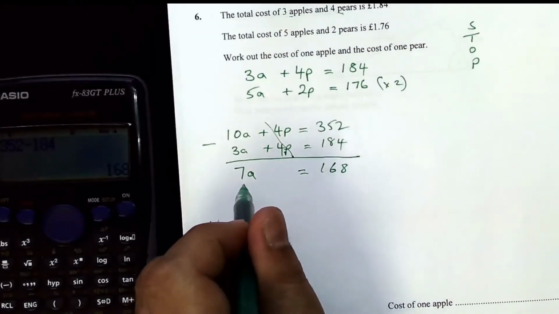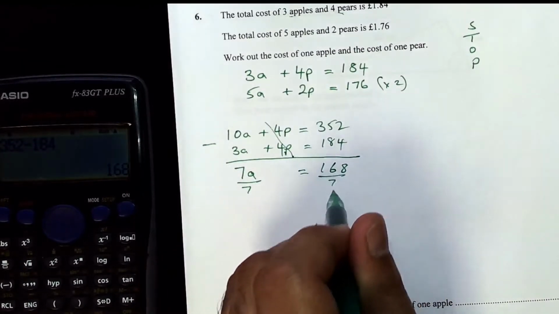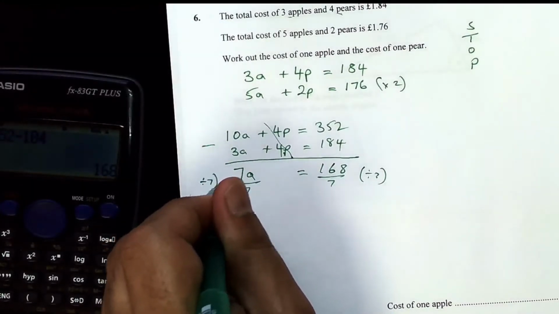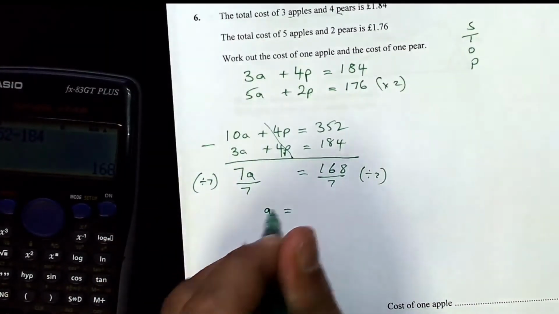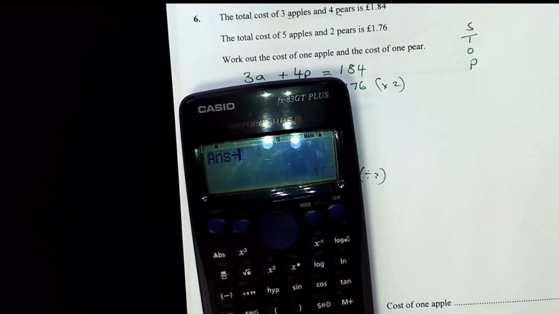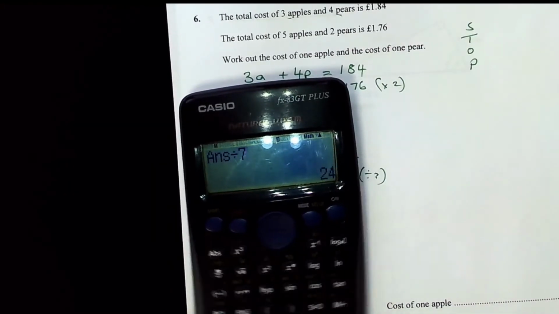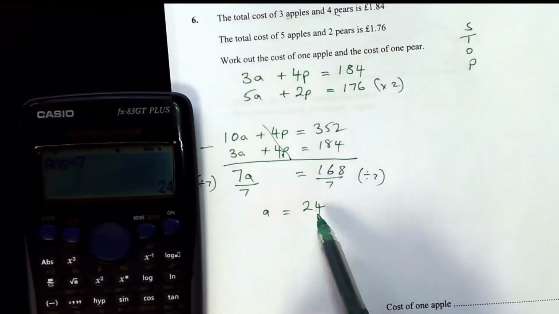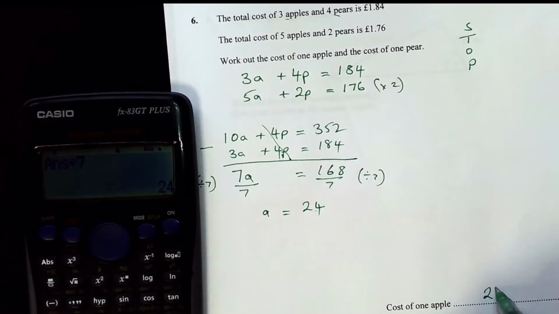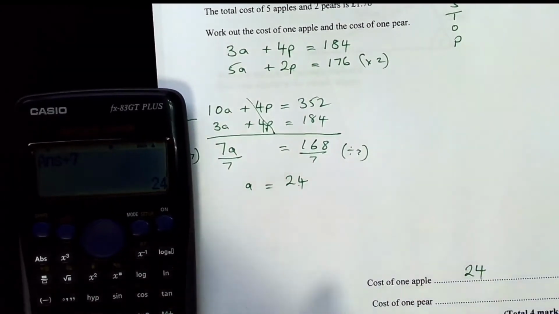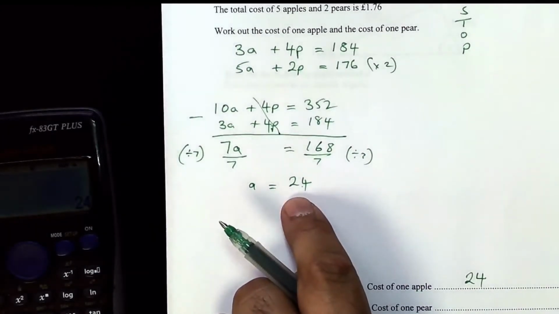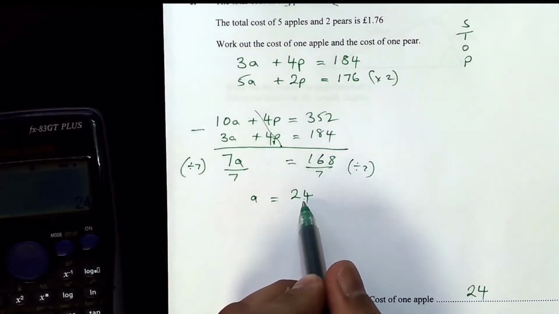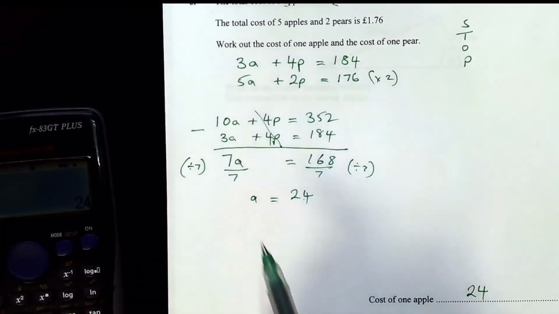To work out the value of a, I'm going to divide both sides by 7. Divided by 7 and divided by 7, and now I get a is equal to 168 divided by 7, and that gives me 24. And because we've converted the pounds to pence, that gives me a is equal to the cost of 1 apple is equal to 24 pence. Next step, I'm going to use that answer and substitute it back into any one of these 2 formulas, and I'm going to substitute it back into the first formula.